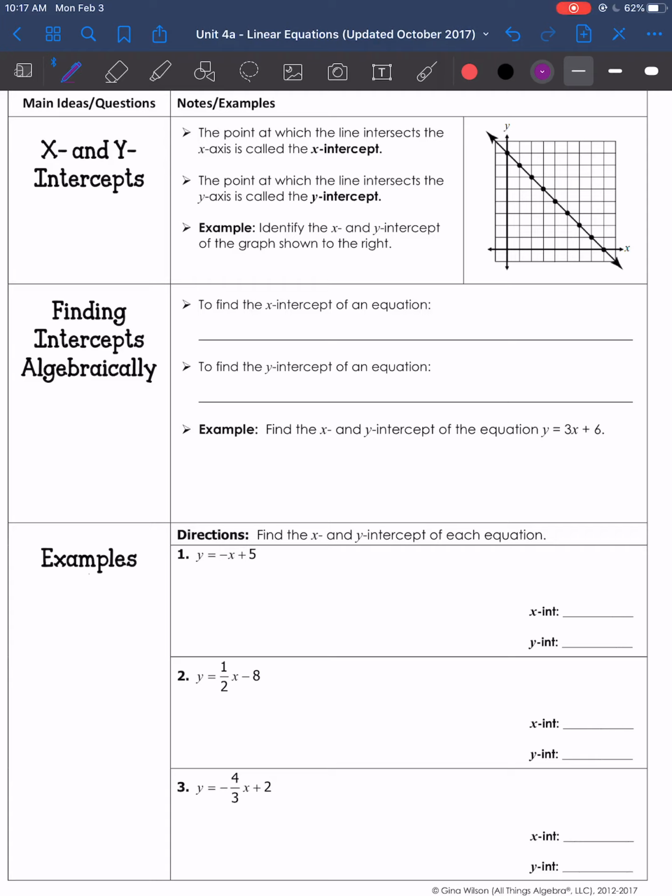In this video, we'll be discussing x and y intercepts. So we've talked a little bit about what an x and y intercept are, but we're going to talk a little bit more about them and how to graph and find them.